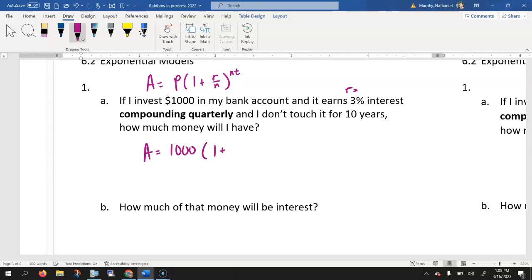Now your rate, remember we change that to a decimal. We never work with percents, we always change it to a decimal. So you move the decimal to the left 2 places, we get 0.03. It's compounded quarterly, so n would be 4, and we're not going to touch it for 10 years. It'd be 4 times 10.